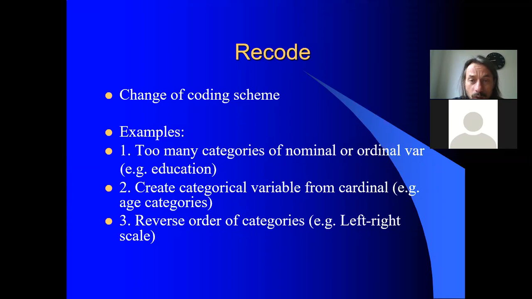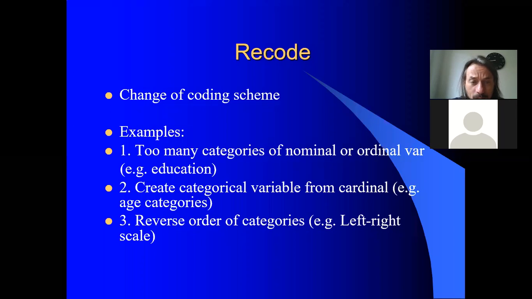If we apply recoding, we usually change coding scheme of original variable. And here you have three examples of recoding. You can have too many categories of nominal or ordinal variables. For example, in my data set, I guess the same example you can find in the presentation, it can be connected to variable education. So there is approximately 8 categories, if I remember well, and I would like to create maybe only 3 or 4 from these. So I will merge some categories together, at least to have bigger number of respondents.